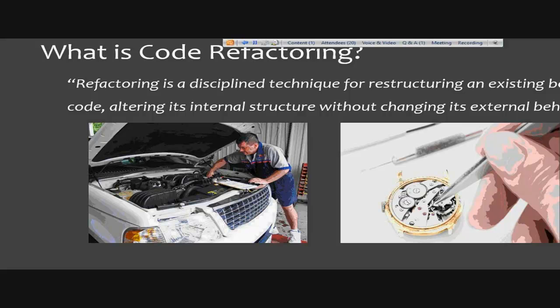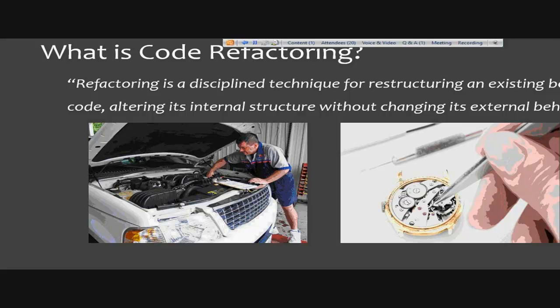Same is the case with the watch repairers. They might tune your watch components and fix it, or make it work as expected, so it is still showing the time, even though there are small changes in the internal structure of the behavior. So that's the essence and analogy of code refactoring. Let's see what is not a code refactoring as well.